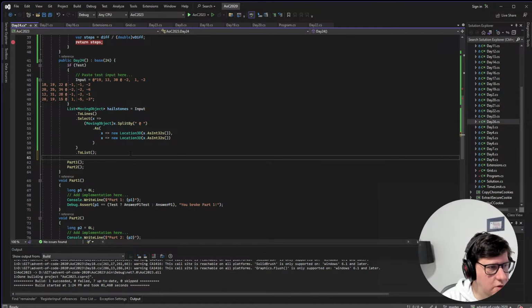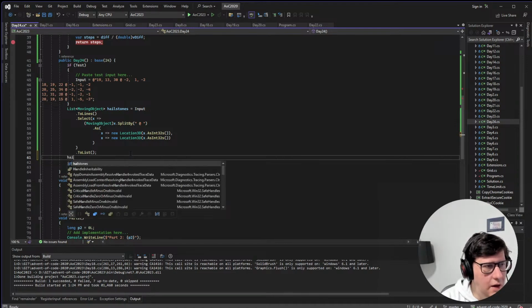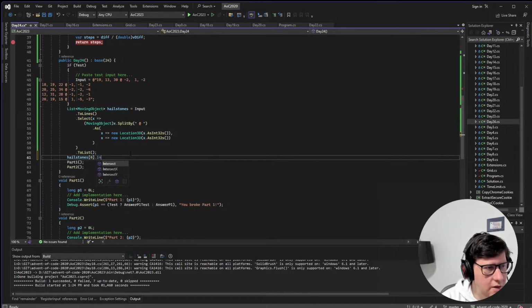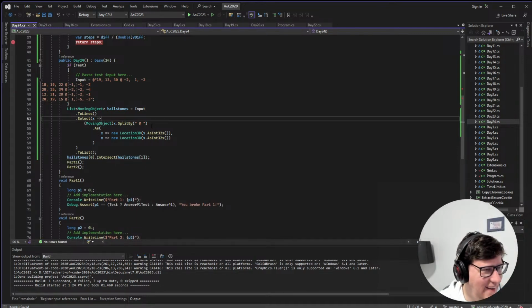So now what I want to do is hailstones 0.Intersect(hailstones 1), like this. Okay, let me cook.